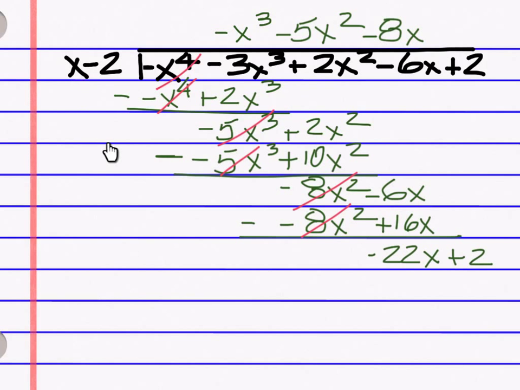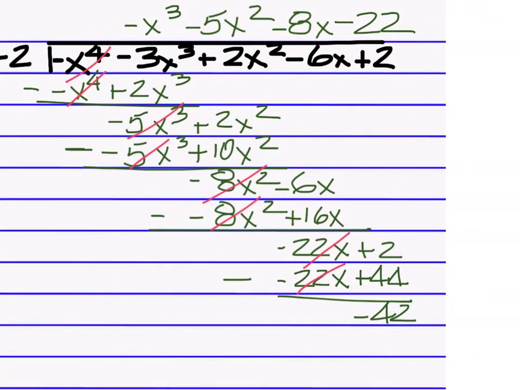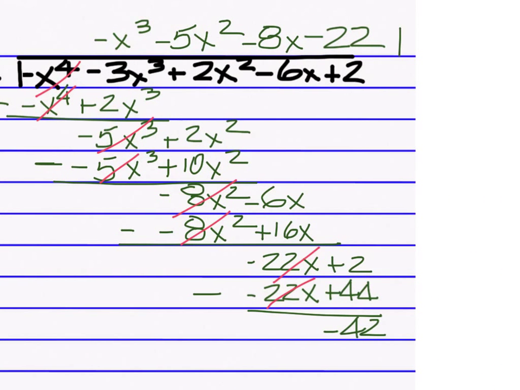What do I do to this to get this? Minus 22. So that would be negative 22x, and then what? Plus 44, because negative 22 times a negative 2 is 44. That cancels out. What's 2 minus 44? Yeah, negative 42. So put your remainder up here. Remainder negative 42.